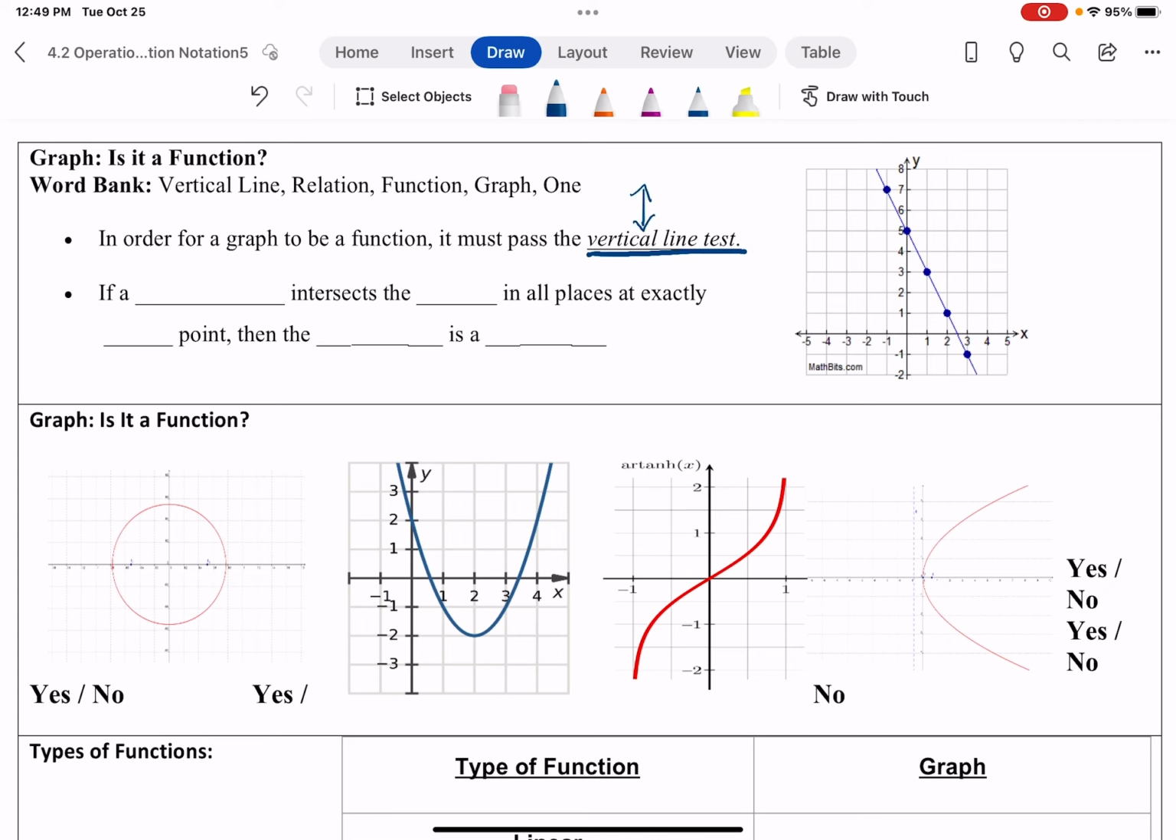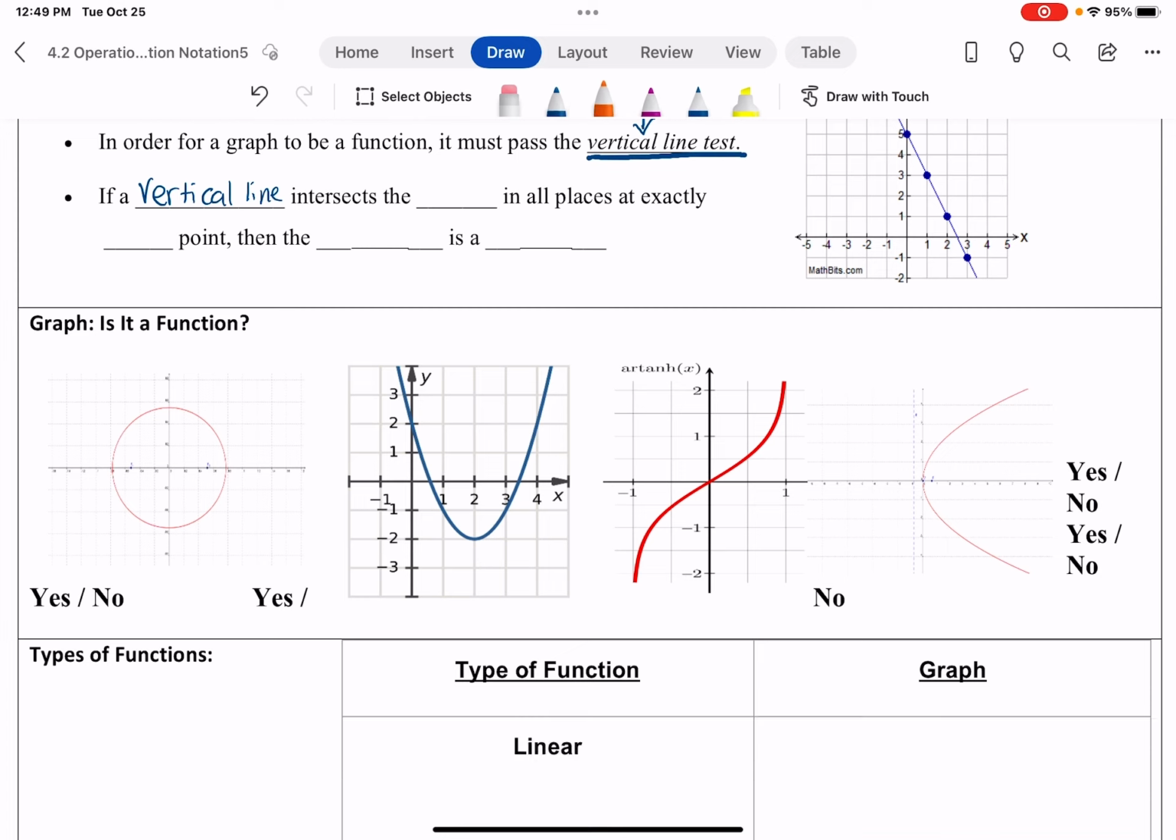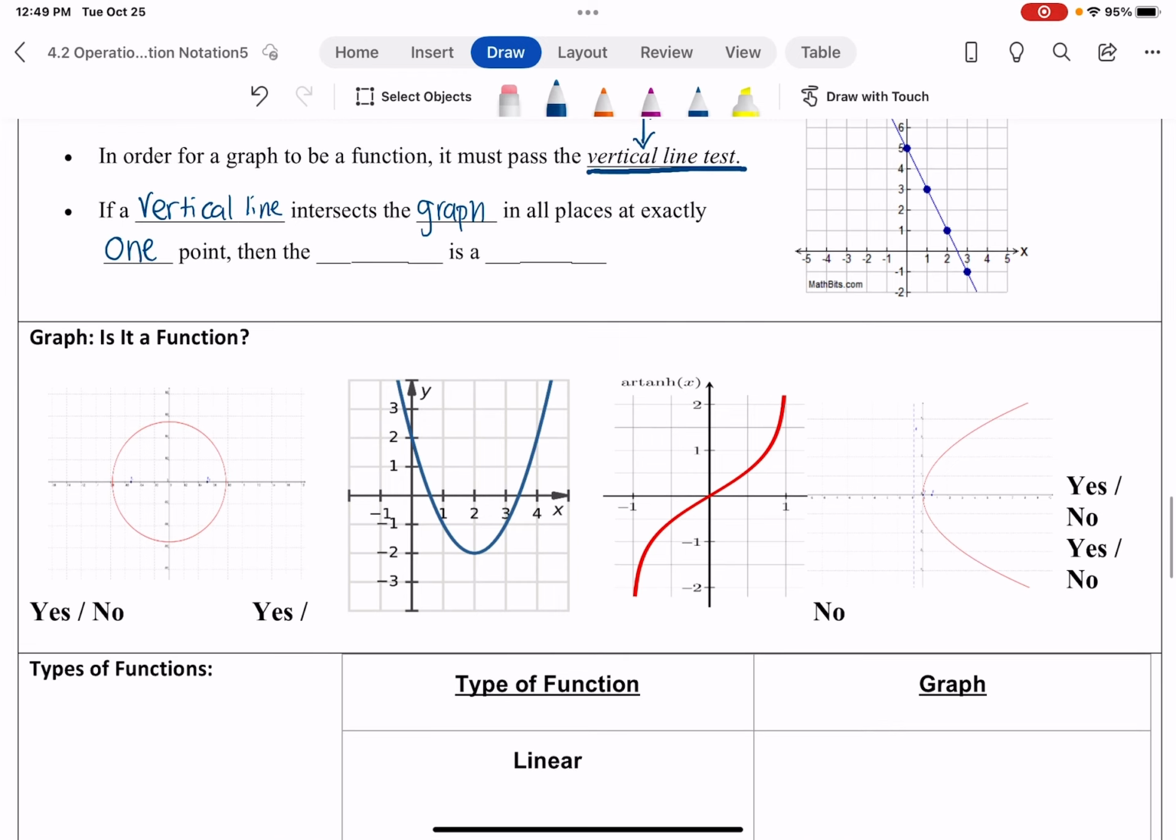Okay, so here is how you know if it's a function with that vertical line. So if a vertical line intersects the graph, so intersects the graph in all of the places at exactly 1 point, then the graph is a function.